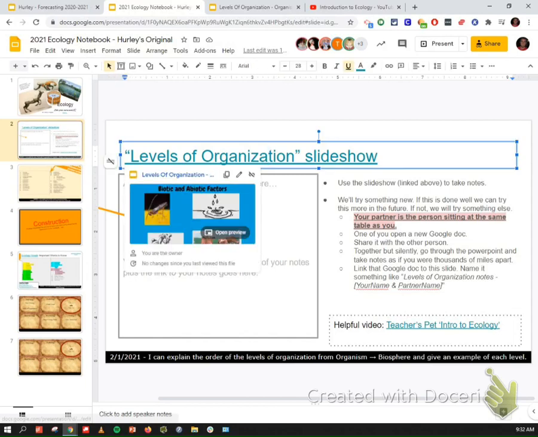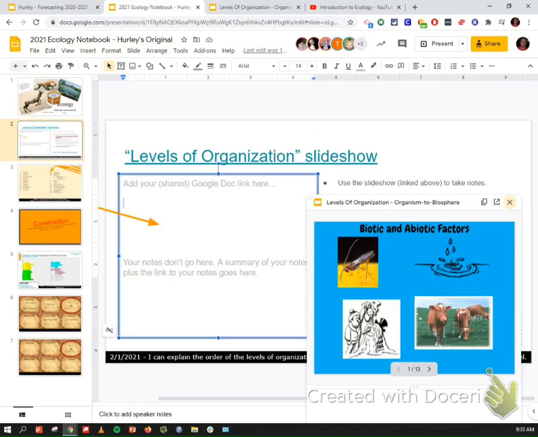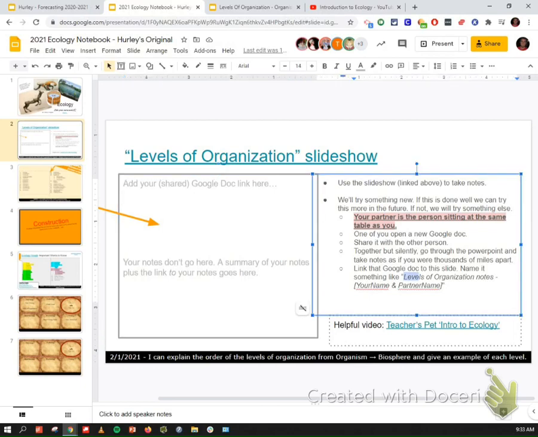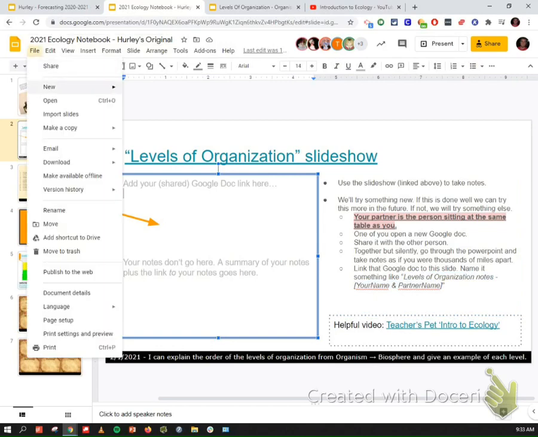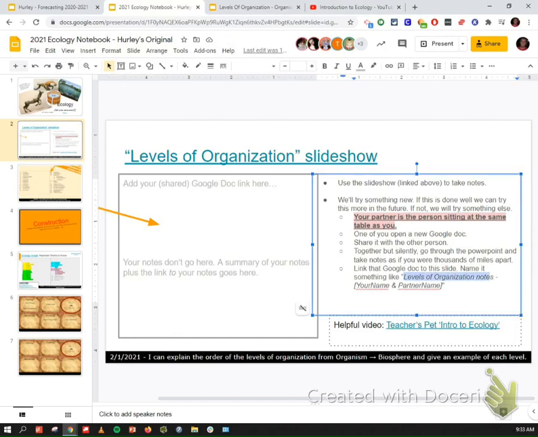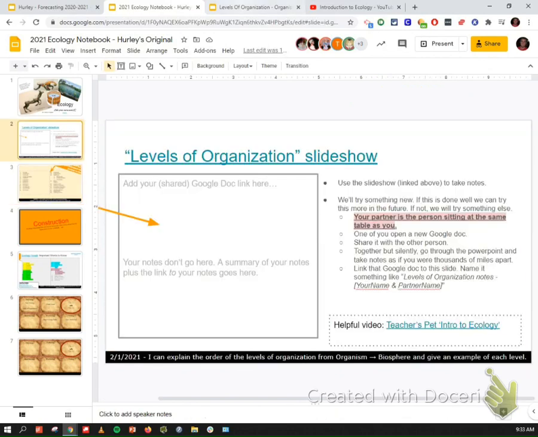We're going to be using this slideshow. If you want to look at that later, that's this slideshow. If you're in class, you are sharing with another person in the class, so you can follow directions over here. If you're watching this online, chances are you're not at school, and you are going to have to just take notes on your own. But you can open up a Google document, go to File, New, and make a Google document, and then on there, take notes over levels of organization. I would title the document Levels of Organization Notes, and then put your name and your partner's name if you have a partner to do this. So that's where we're going to start. Tomorrow we'll be hitting the street definitions.